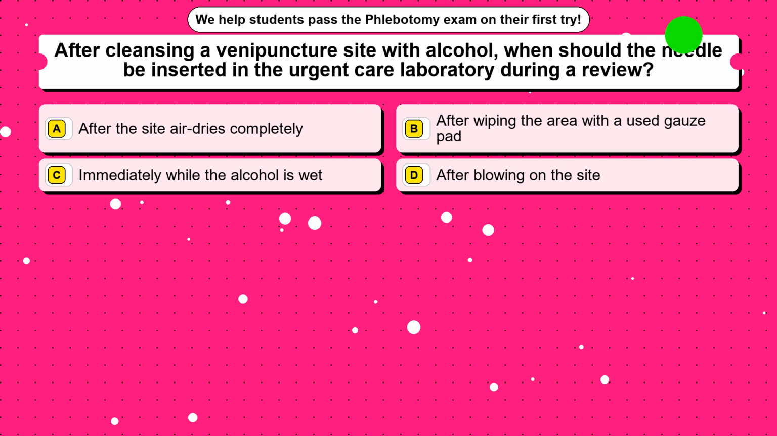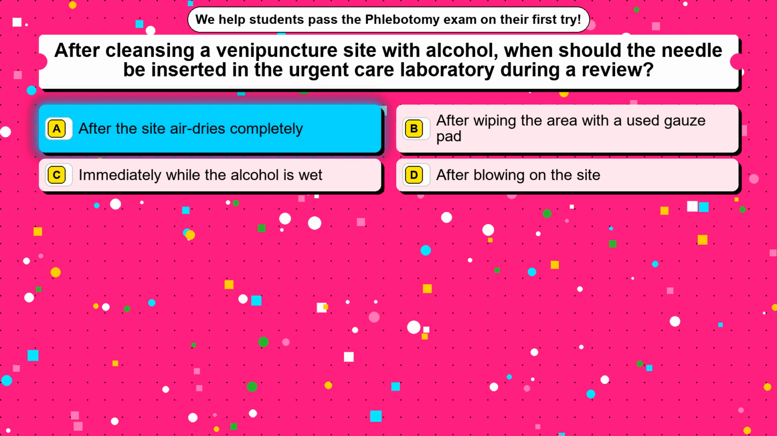Question 30. After cleansing a venipuncture site with alcohol, when should the needle be inserted in the urgent care laboratory during a review? Option A. After the site air dries completely. Option B. After wiping the area with a used gauze pad. Option C. Immediately while the alcohol is wet. Option D. After blowing on the site.